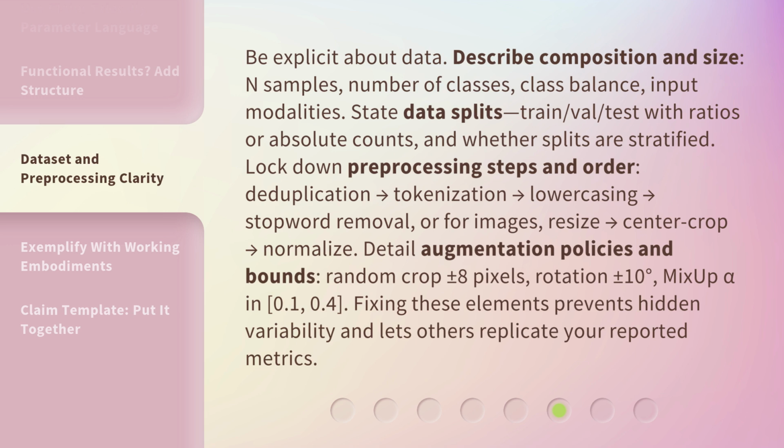Lock down preprocessing steps and order. Deduplication → tokenization → lowercasing → stop word removal. Or, for images, resize → center crop → normalize. Detail augmentation policies and bounds. Random crop ±8 pixels. Rotation ±10 degrees. Mixup alpha in [0.1, 0.4]. Fixing these elements prevents hidden variability and lets others replicate your reported metrics.